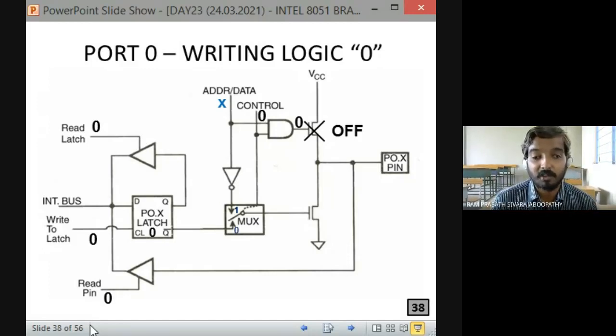What about the output at Q bar now? The latch has 0, so what will the output Q bar be? 1. So that 1 goes to the field effect transistor. As the control signal is 0, the complemented output of the port latch is connected to the field effect transistor. So what about the lower FET condition? On or off state? On state.